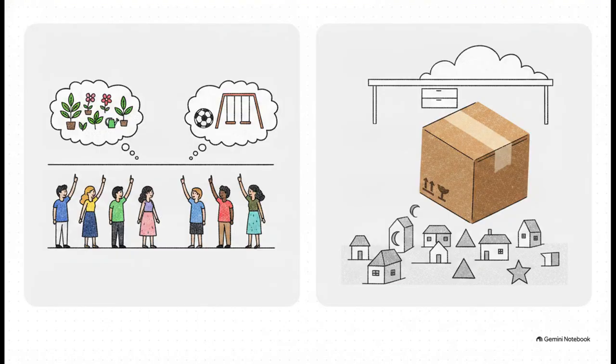But here's where we have to be super careful. There is a huge difference between a true community need and a mere want. You might have a town where half the people want a community garden and the other half want a recreation center. Those are competing wants.